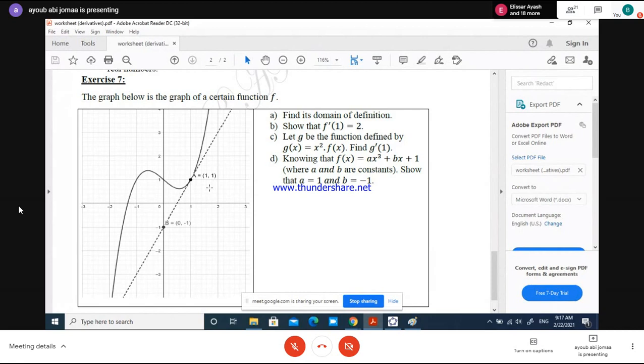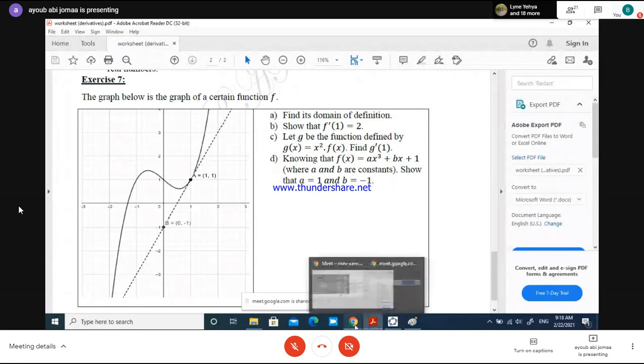From the graph, what is f of 1? I won't tell you f prime. F prime is not AB, it is the slope of line AB. F of 1. Don't you have here the point A(1,1)? So here, f of 1 is equal to the y value, which is also 1. Then f of 1 is equal to 1.